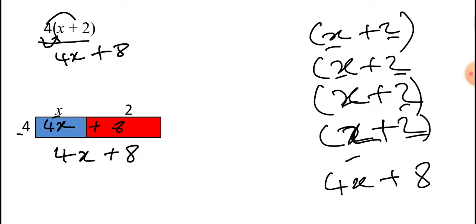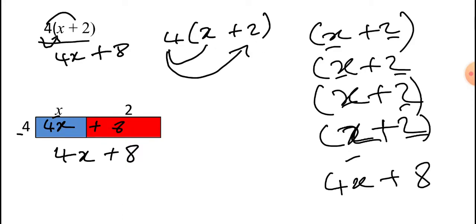So those are the different ways of looking at how to expand single brackets. And the answer was, for that question, 4x plus 8. So in that case, remember it was 4 times everything inside the bracket, so the x plus 2. So 4 times the x, and then the 4 times the plus 2. So that was expanding single brackets.